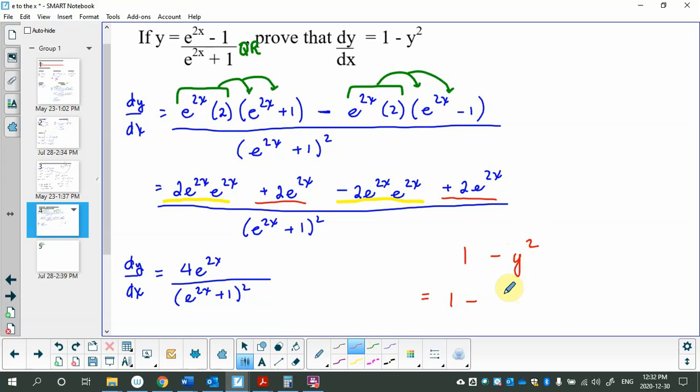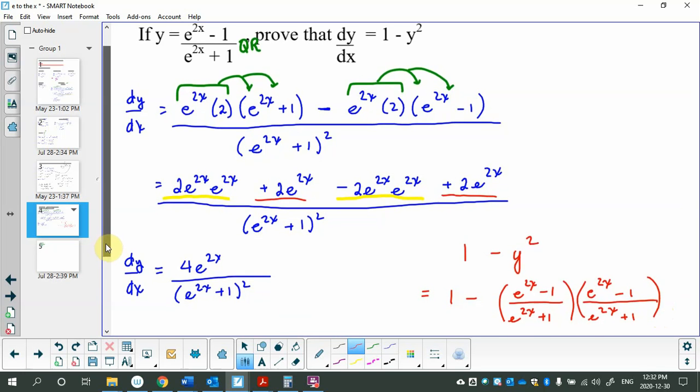So that's 1 minus e to the 2x minus 1 over e to the 2x plus 1 times itself. Now I see some foiling potential here, so that's why I'm writing it like this instead of with the squared.